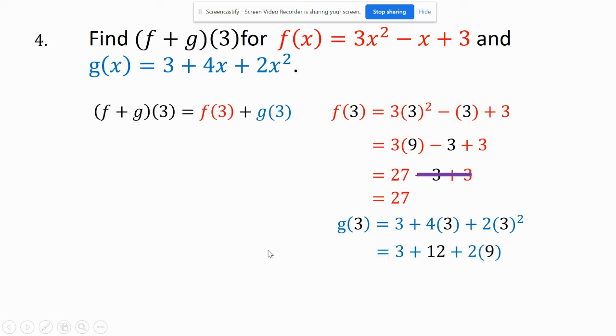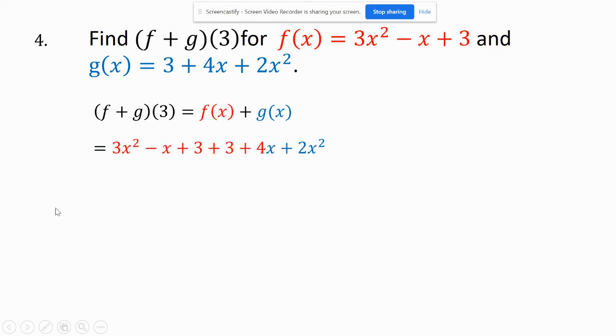Here I'll have this 3 plus the 12, and 3 squared is 9. 2 times 9 is 18. So here I have 3 plus 12 plus 18. But those aren't my answers because I still have to take this answer I got from f of 3, which is 27, and g of 3, which is 33, and add them together because that's add, for a total answer of 60.